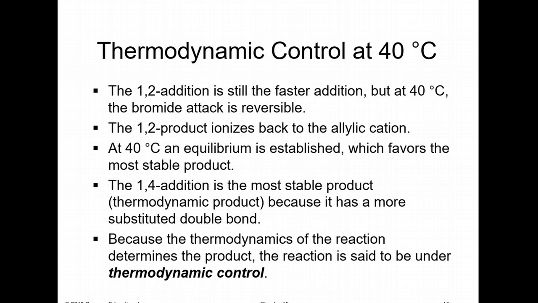That's why it's kinetics. Thermodynamic, the 1,2 addition is still the faster addition, but at 40 degrees Celsius, the bromide attack is reversible. So you can actually form the 1,2 product, but then it breaks apart, and then eventually it goes to the more stable compound. Again, we didn't talk too much about that. I just want you to understand what the difference between kinetic and thermo is. All right, the 1,2 product ionizes back to allylic carbocation. The 40 degrees equilibrium favors the more stable product. We talked about that. It's a more substituted double bond. That's why it's more stable. And since this is all based on the heat and the energy, that's why it's thermodynamically controlled.